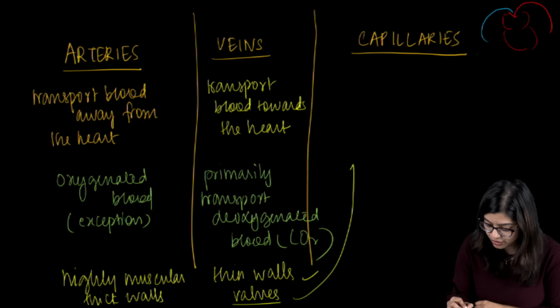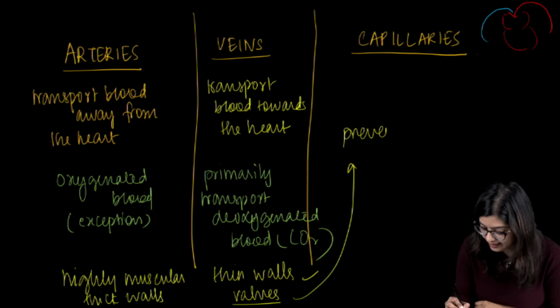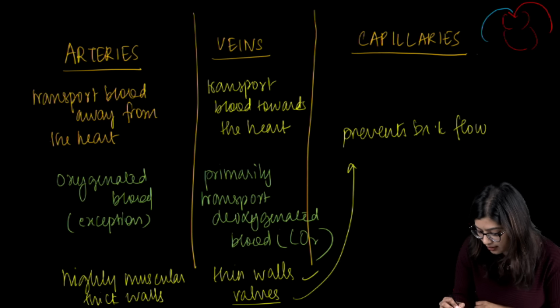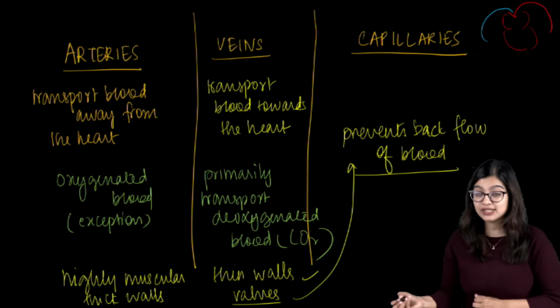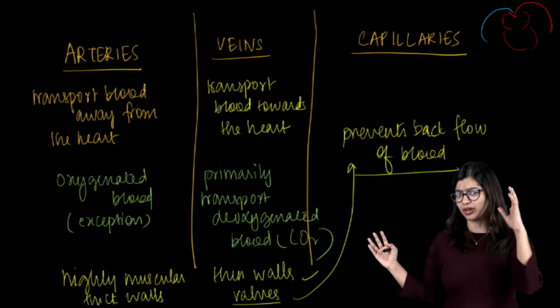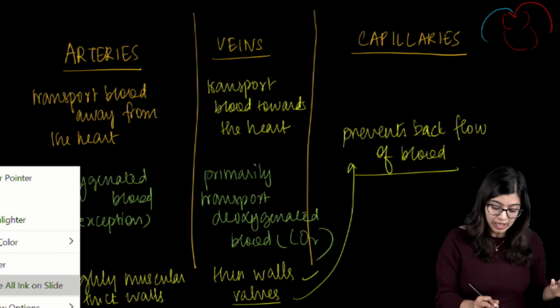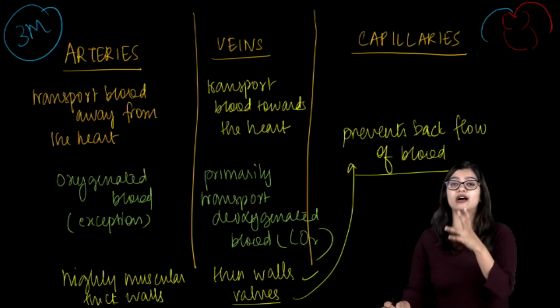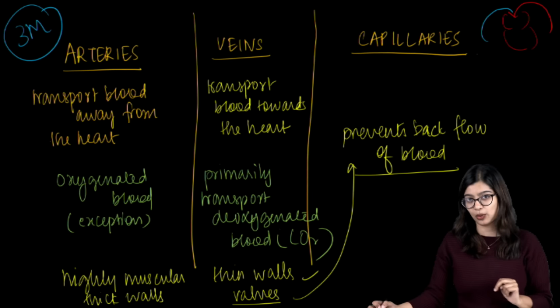So what is the main function of the valve? It prevents backflow of blood. Now you can pause this video right now to take a screenshot, or you can write down the pointers that I have given you, because they can ask this particular question for 3 marks where they ask you to differentiate between arteries and veins.